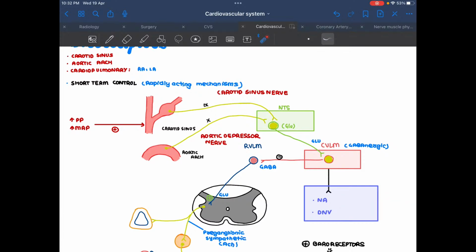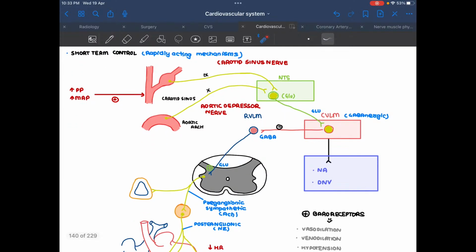That is what we call the parasympathetic nerve supply to the heart. So one thing that I'm seeing is whenever there's an increase in the blood pressure, this parasympathetic system is getting activated. On the other hand, the CVLM contains GABAergic neurons, and they're going to inhibit your RVLM, that's your rostral ventrolateral medulla, by releasing GABA. These RVLM neurons are now inhibited.